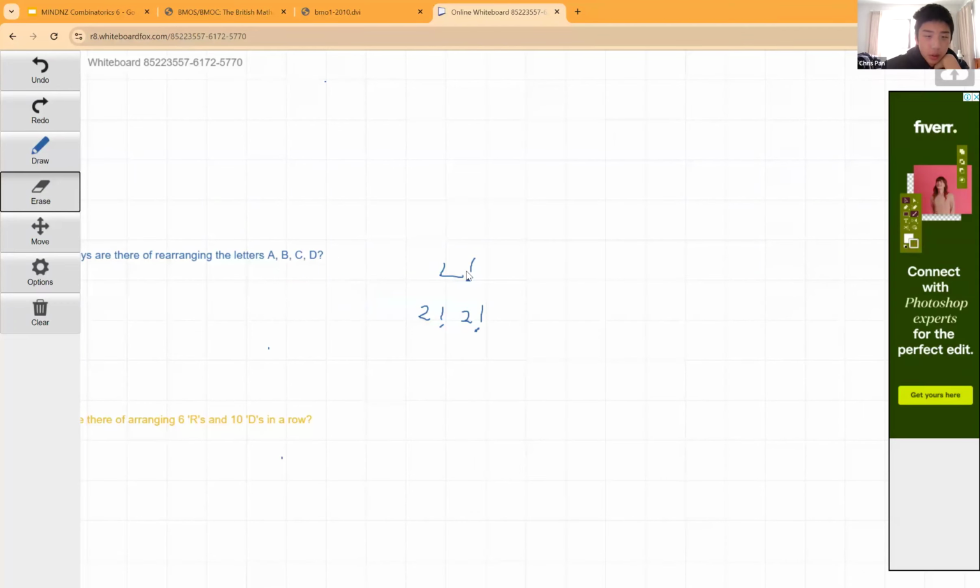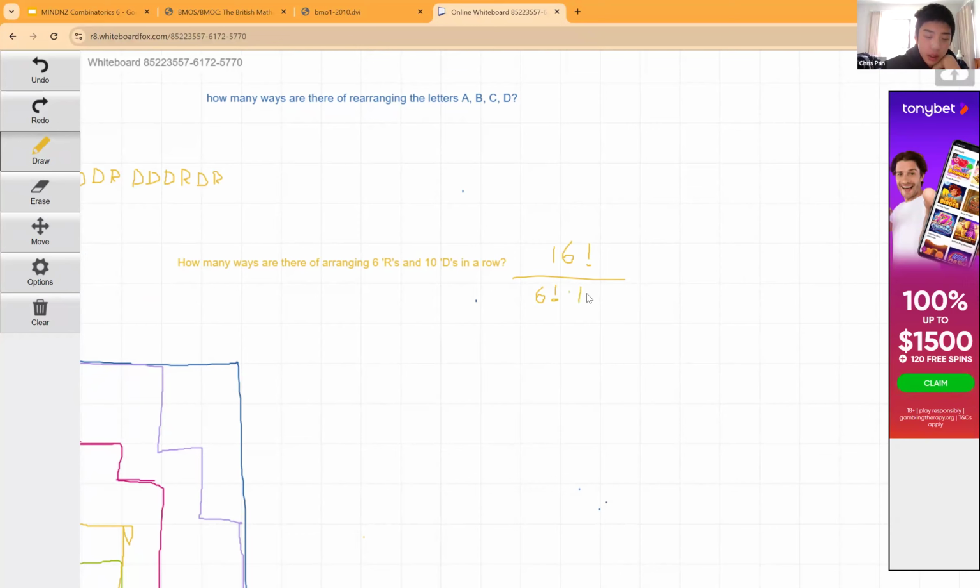So for our problem where we have 6 R's and 10 D's, that's 16 letters in total. So you would say it's 16 factorial, and you divide by the factor by which you overcount, which is 6 factorial times 10 factorial.